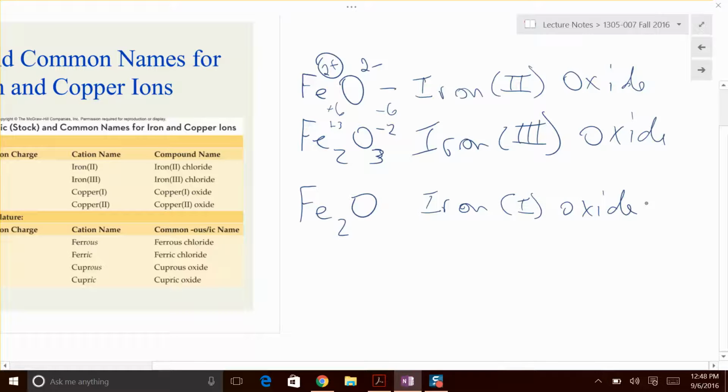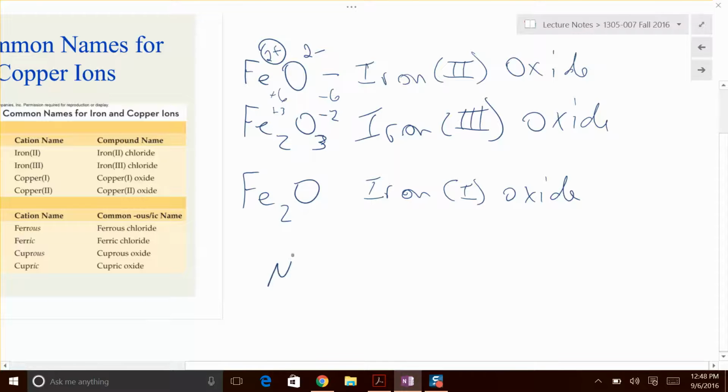I could have switched and it would have worked. Okay? In that case, but it doesn't always work. You have to be careful when there's not 2 subscripts. But it did work there. Okay? Iron 1 oxide.